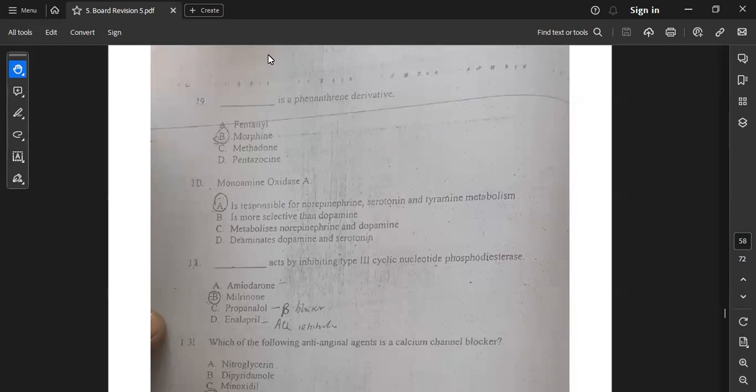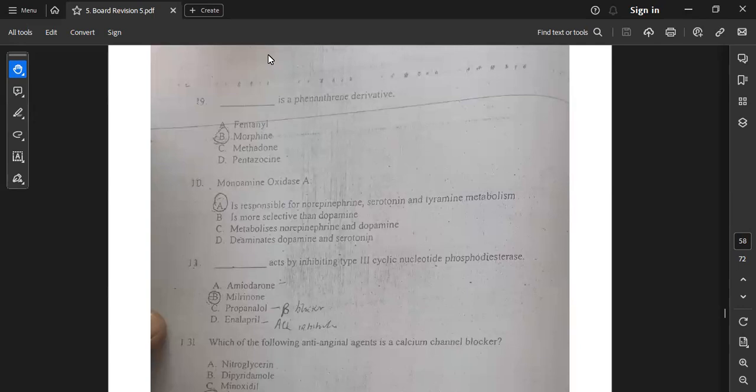So we also have codeine with the phenanthrene. Okay, I guess we'll move. So morphine as the answer. Monoamine oxidase A. Okay, we also have heroin. So thank you.